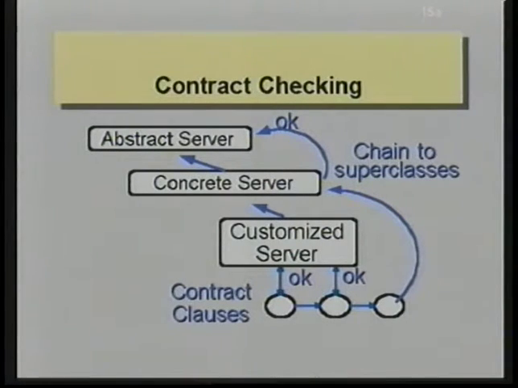So you check those. If you encounter a contract clause that you don't recognize, you may have inherited the ability to meet that constraint from your superclasses, so you can just defer the checking to the checking functions of the server classes and chain up the class hierarchy. So that's an implementation approach that can make it easier to derive new customized server classes.